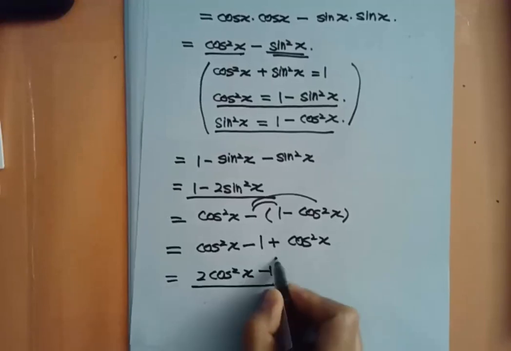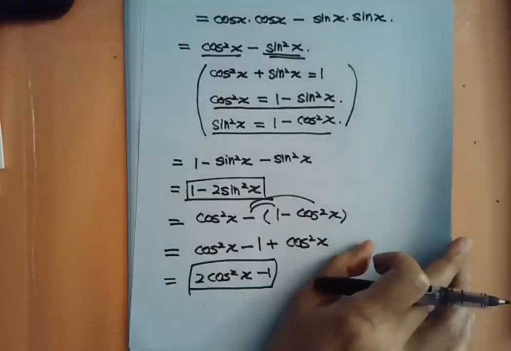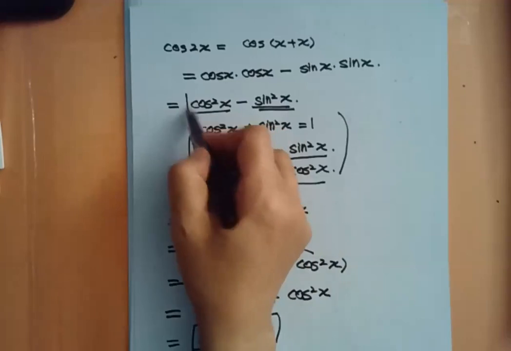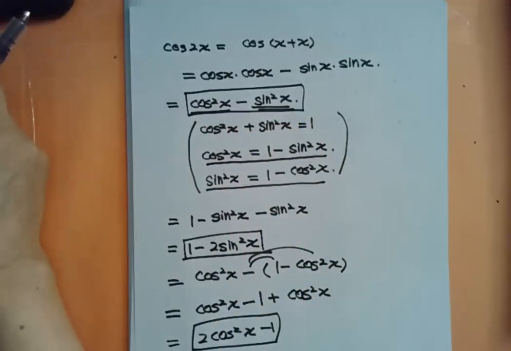So we have derived 3 different formulas for cosine. Double angle formula for the cosine. Any question?